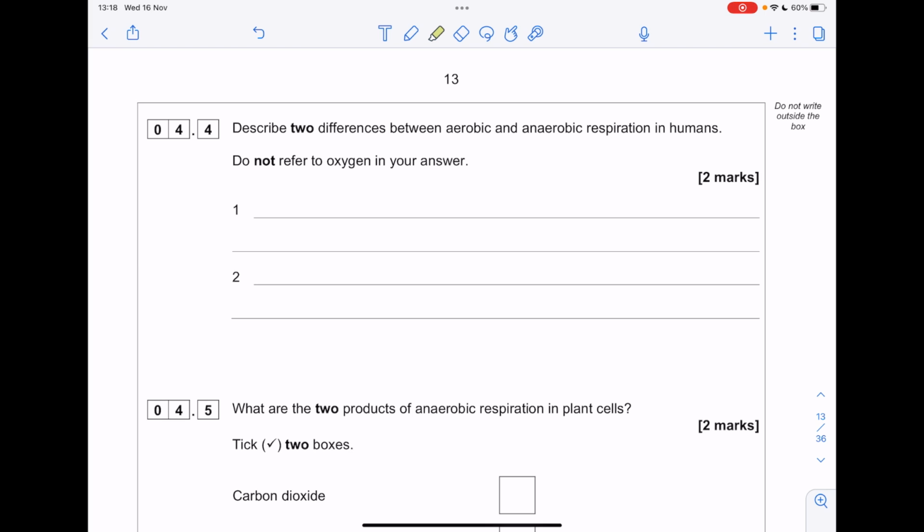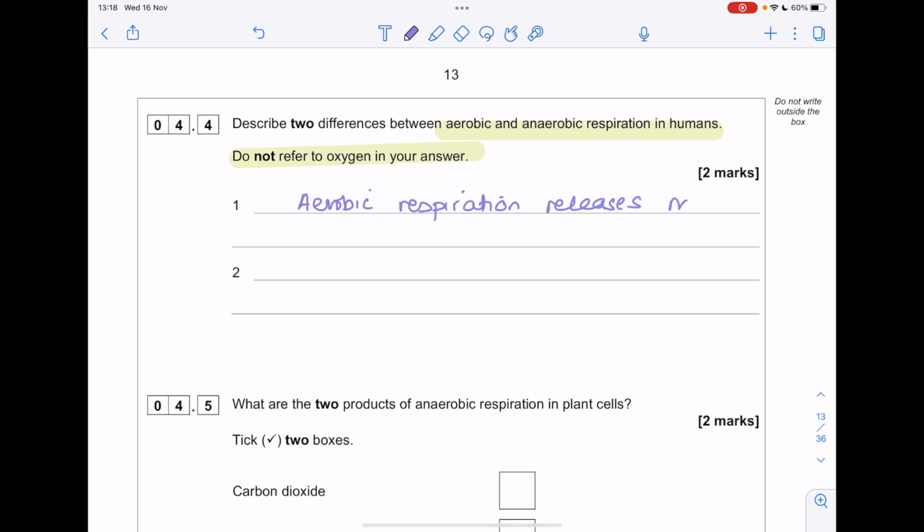Describe 2 differences between aerobic and anaerobic respiration. Do not refer to oxygen in your answer, so read every word. Aerobic respiration, remember, is a lot more efficient and produces more ATP compared with anaerobic respiration, or you can say it releases more energy. What about byproducts? Well, anaerobic respiration is famous for producing lactic acid, which is why our muscles feel so fatigued and tired.